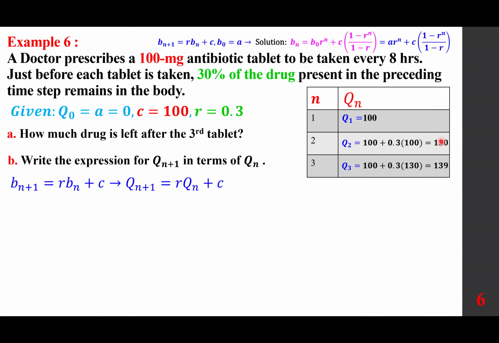Write an expression for Q sub n plus 1 in terms of Q sub n. We use this and we change the B to Q. Then you don't have to do anything. Just go back to the given. That's what makes life easy. Just plug in, replace the R with 0.3, C with 100, and you're done. And I hope you realize if you try n equals 1, 2, 3, you get the table.